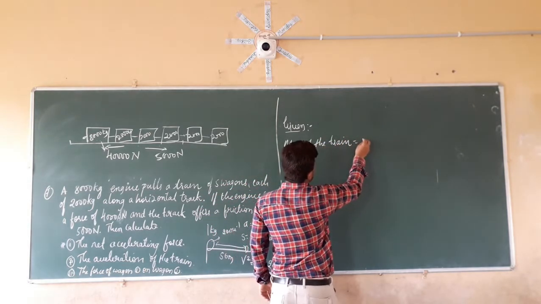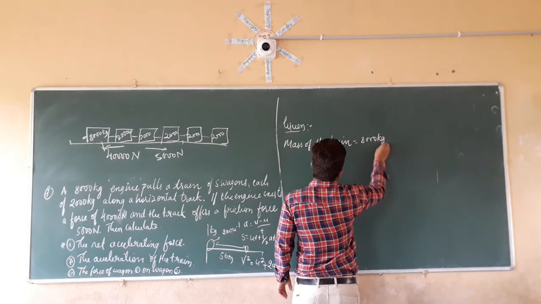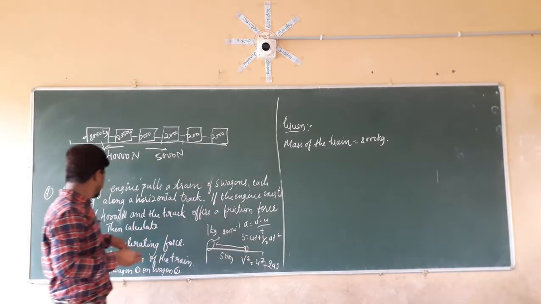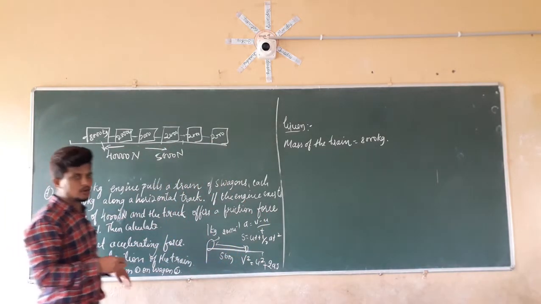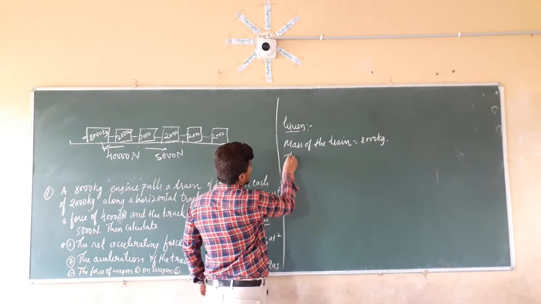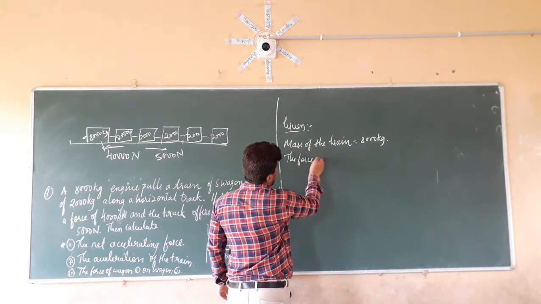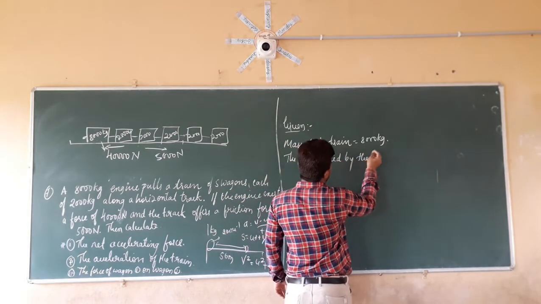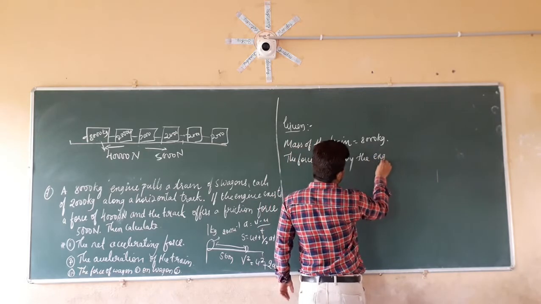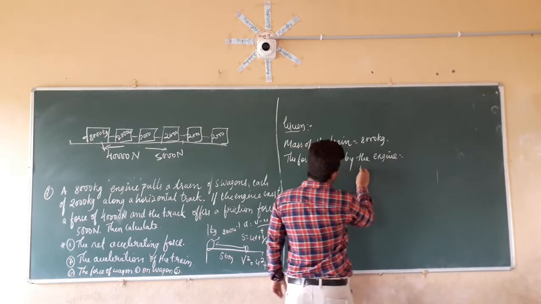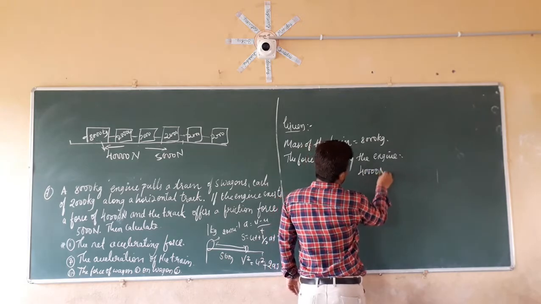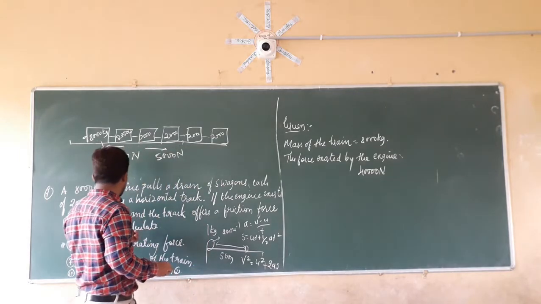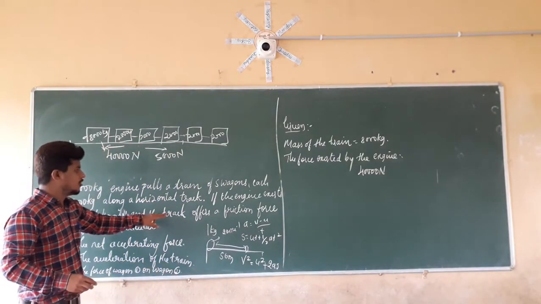Mass of the engine is equal to 8,000 kg. And the force exerted by the engine is equal to 40,000 newtons. And the track offers a frictional force.